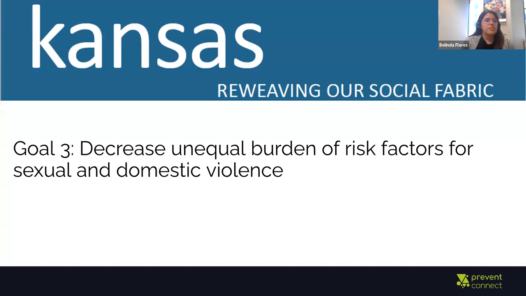Goal three is decrease unequal burden of risk factors for sexual and domestic violence. So again, I feel like at the root of this goal is a lot of the social determinants of health, which can be a factor of how that unequal burden exists and what contributes to that.